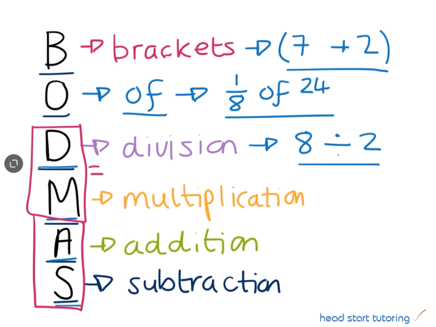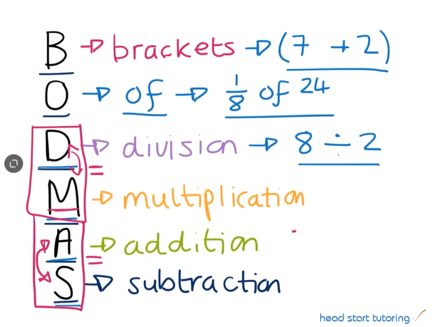So because maths is like a language, we work from left to right. So if multiplication comes before division, you do the multiplication before you do the division, and vice versa. If addition comes before subtraction, then you would do addition before subtraction in your sum. But if subtraction comes before addition, you would do it the other way around. Okay, so addition and subtraction have equal weighting, as do division and multiplication.